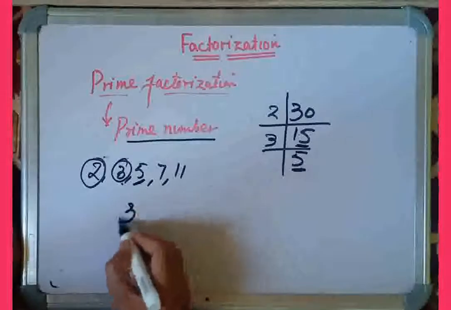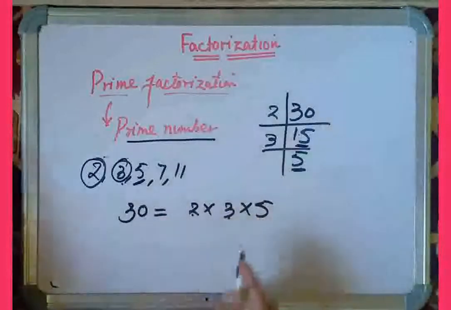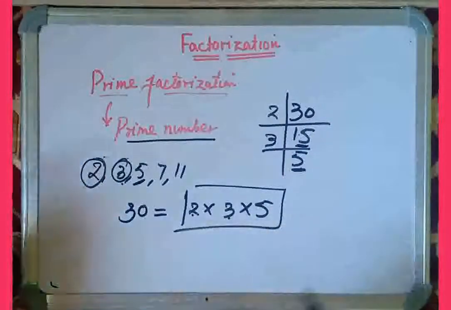5 is a prime number, so the prime factors of 30 are 2 into 3 into 5. 2 3s are 6, 6 5s are 30. So these are the prime factors of 30. Let's take another example.